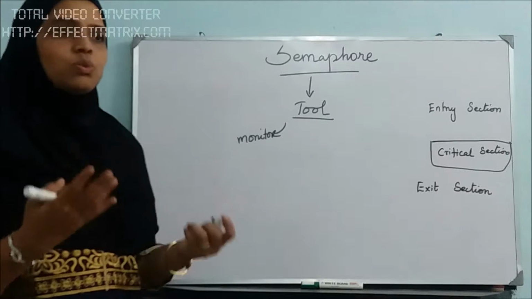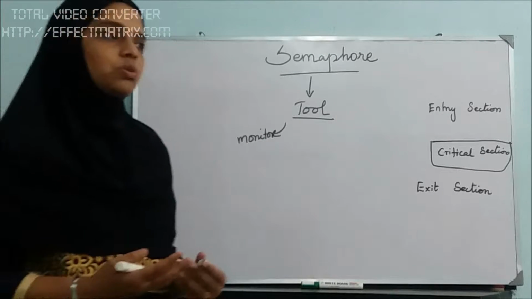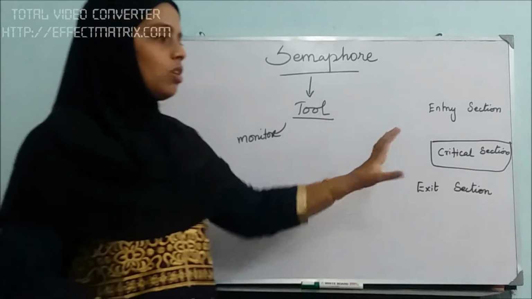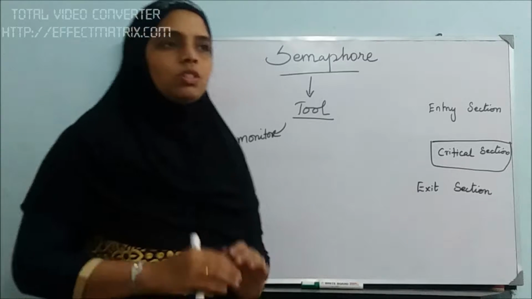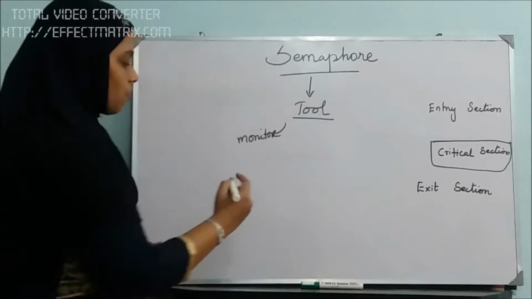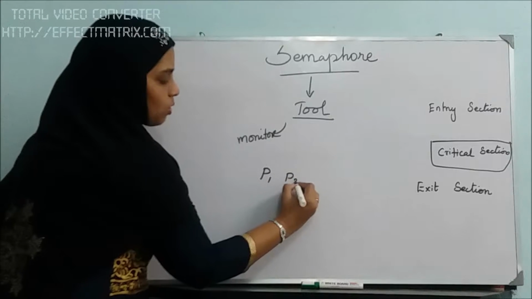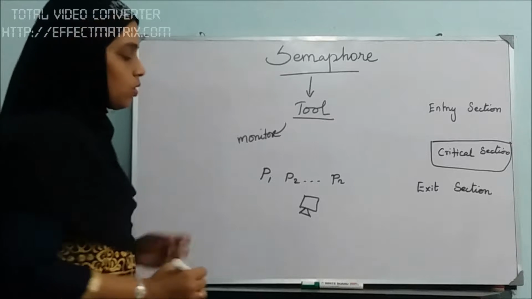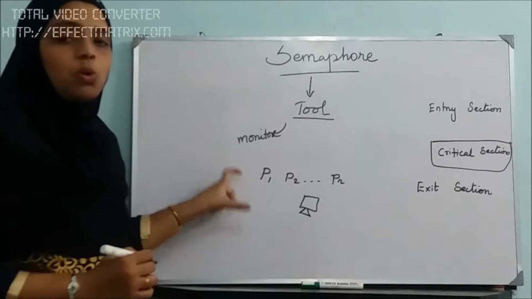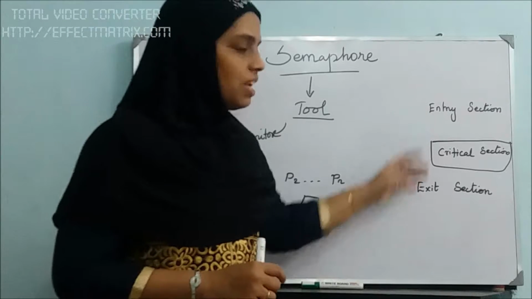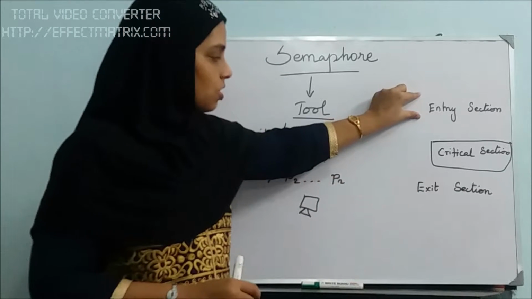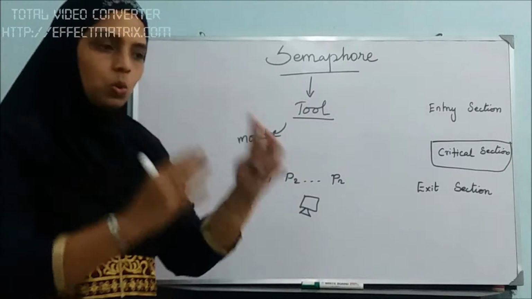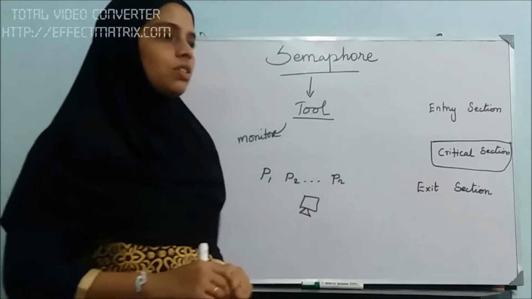So what is the use of this synchronization tool? We are going to discuss this synchronization tool. First of all, we should know about the critical section problem. So what is the critical section problem? Each and every process, P1, P2 up to Pn, must execute within the system. Each process's code segments are categorized into three main sections: the entry section, the critical section, and the exit section.